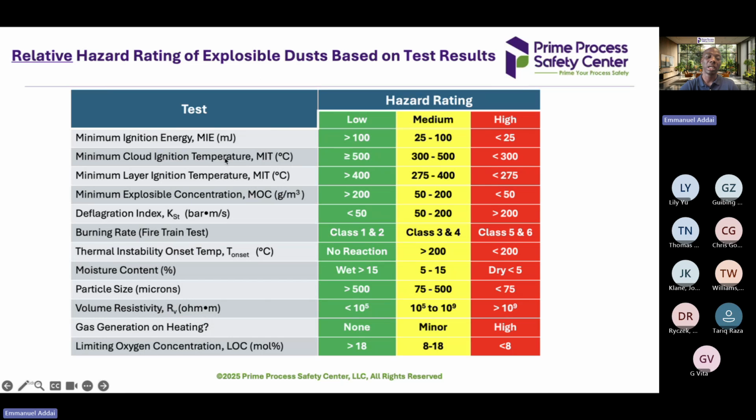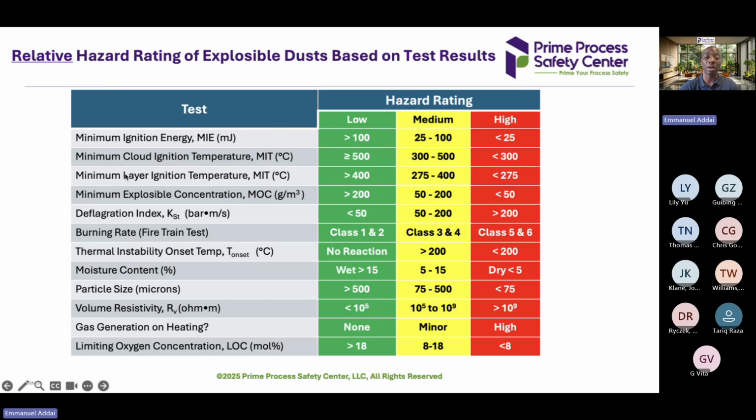The KST, if it's less than 50, people say it's low, but for me, I don't care whether it's even 2, because I look at the Pmax. Even 1 bar pressure can cause devastating damage to equipment. So we need to consider not the KST alone, but also the Pmax value.